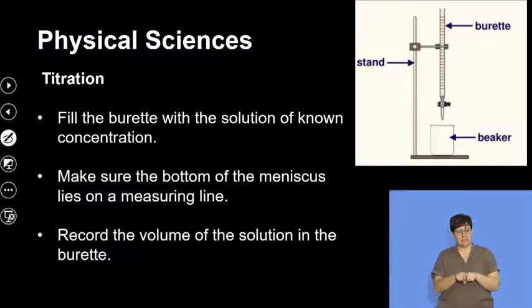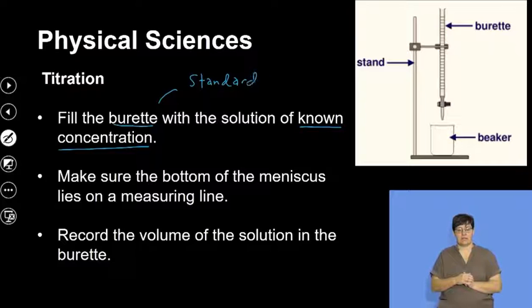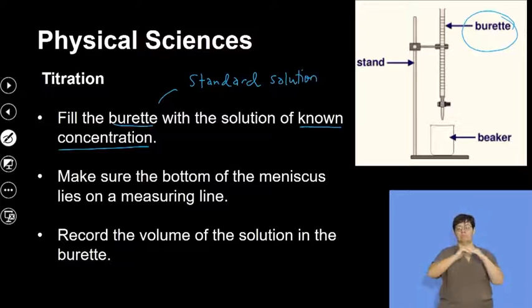Okay, so we also have to fill the burette with the solution of the known concentration, right? So what goes into the burette is actually the standard solution, okay? Because this solution we know its concentration. So the burette is actually calibrated, as you can see. It means that there are calibrations. So when it's completely filled, it will mark up to 0 mL, okay?